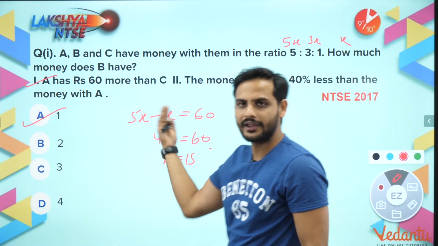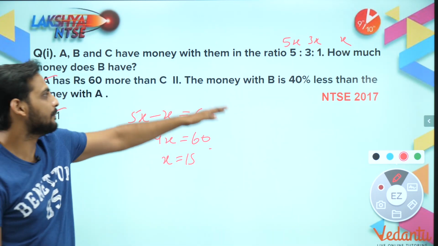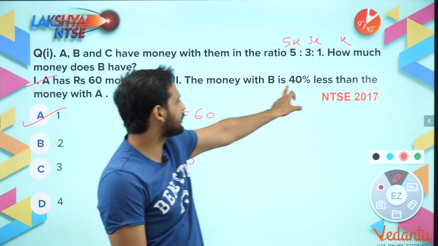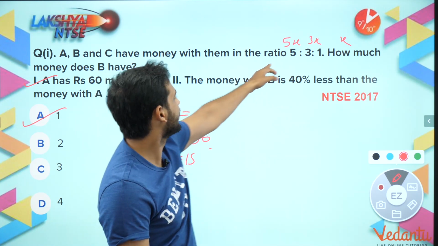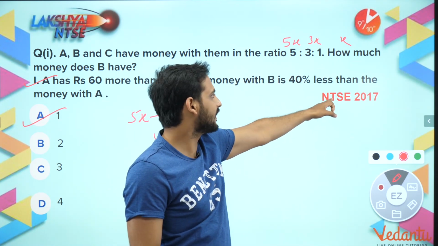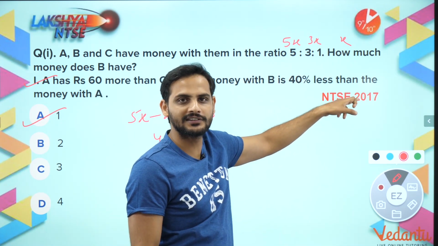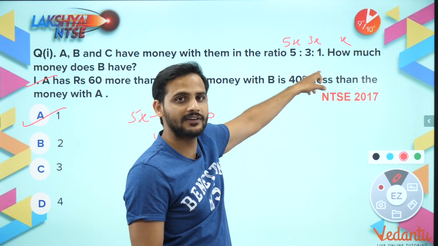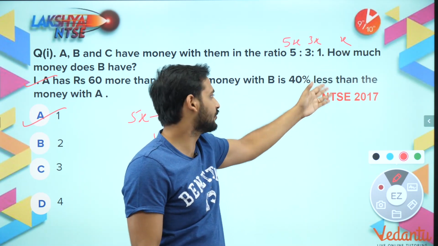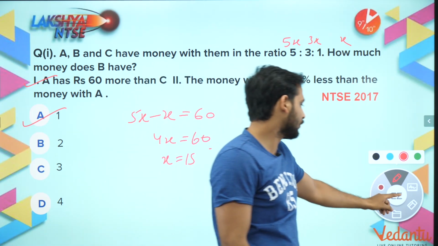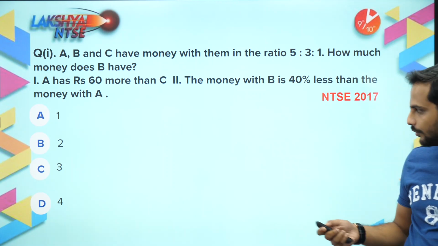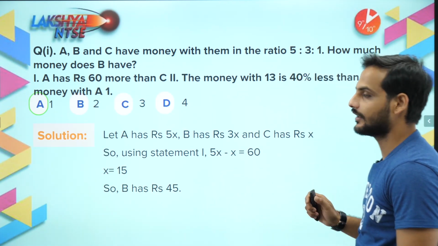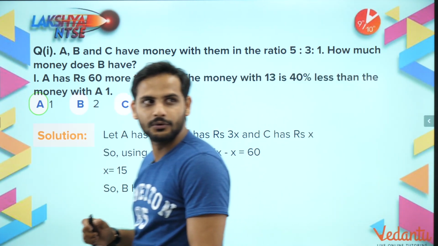Now why check the statement about B? Statement 1 alone is sufficient, and the other statement will not help, because the money with B is 40% less than the money with A. That is the same information. If you say the money of B is 40% less, then 40% less means 60%, so 60% of 5x will come out to be 3x only. So it is not giving you any extra information. Okay, so what I will say, one is the correct answer. Only statement 1 is enough for me to give the answer. Okay, let's move to the next question now.